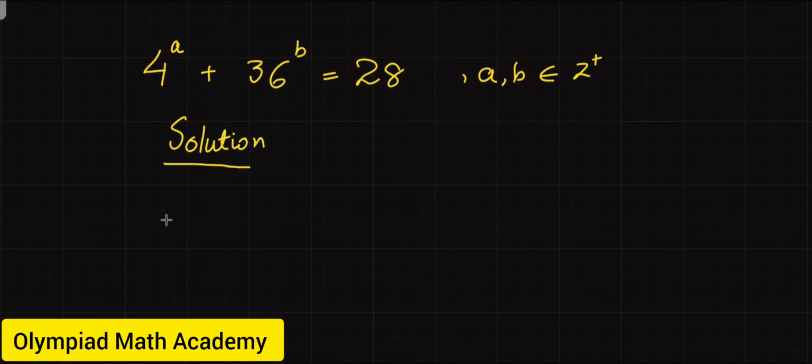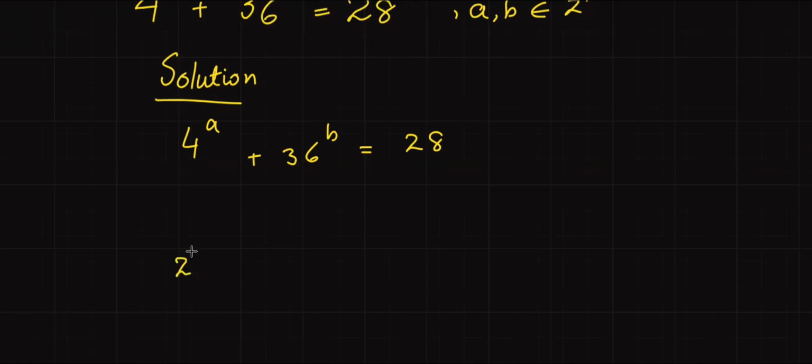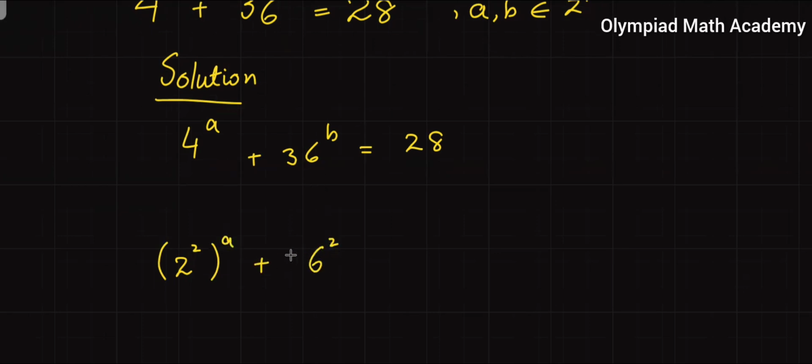Now by solving the question, let me repeat the question. 4 power a plus 36 power b equals to 28. Now let's solve the question further, as we can write this 4 power a in the form of 2 power 2a, plus we can also write this 36 as 6 power 2 or 6 square, and the power of b.